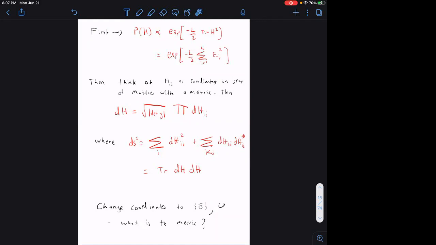The way we're going to think about it is we think of the H_ij, these matrix elements, as coordinates in the space of matrices with some metric. Then the measure is the square root of the determinant of the metric, times the product of the differentials of the coordinates. Here's an expression for this metric: it's the flat metric, trace dH squared. When we change variables to the energy eigenvalues and the unitaries, we can look for the metric in those coordinates, and then the Jacobian is just the square root of the determinant of that metric.